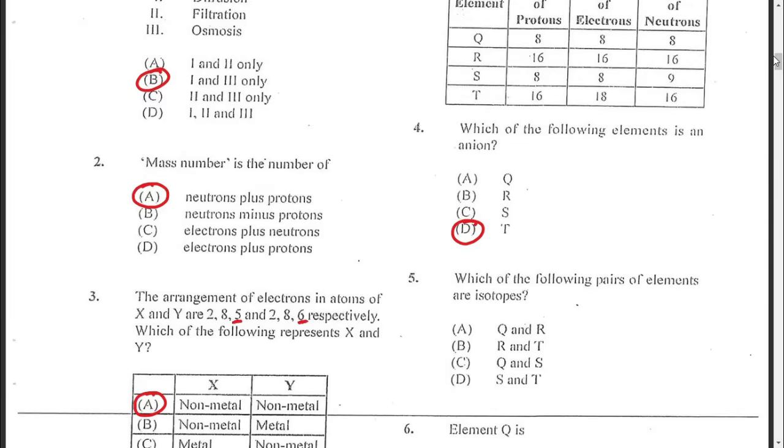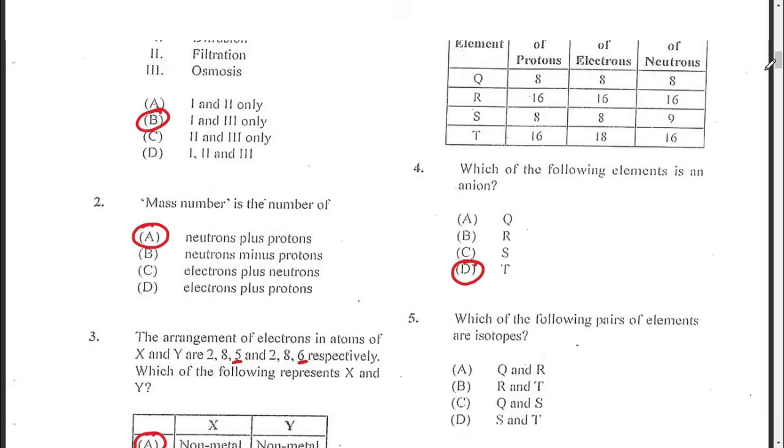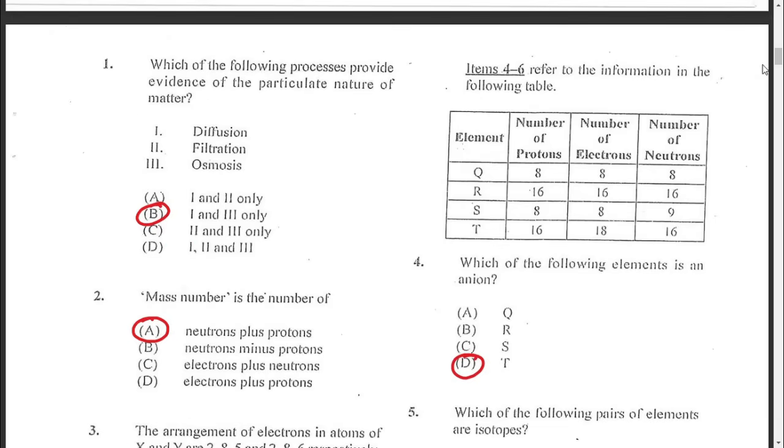Question 5. Which of the following pairs of elements are isotopes? Same proton, same electron, but different neutron. And that would be S would be an isotope, Q would be an isotope. So S and Q are isotopes.